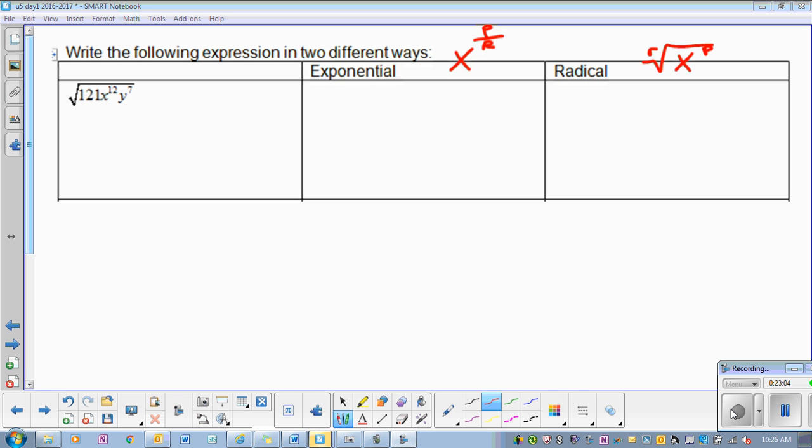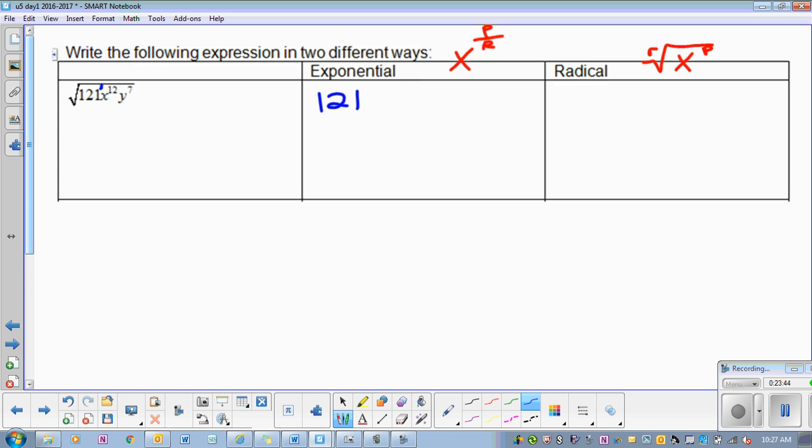All right, so let's try the exponential. I think exponential is a little bit easier, a little bit faster. If you have the square root of 121, x to the 12th, y to the 7th, just take it one piece at a time. So 121. What is the power or the exponent on the 121? What is the power on this? 12? No, the 12 is on the x. It's 1. For the number, it's 1.